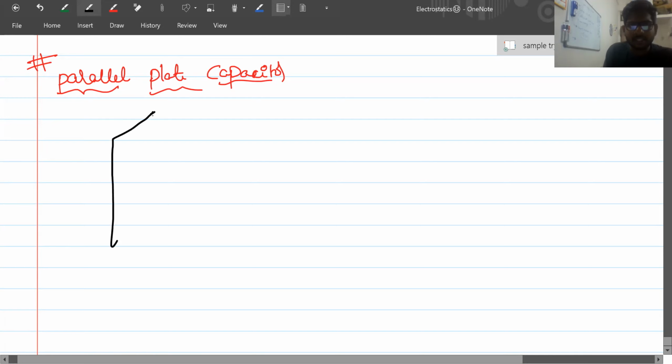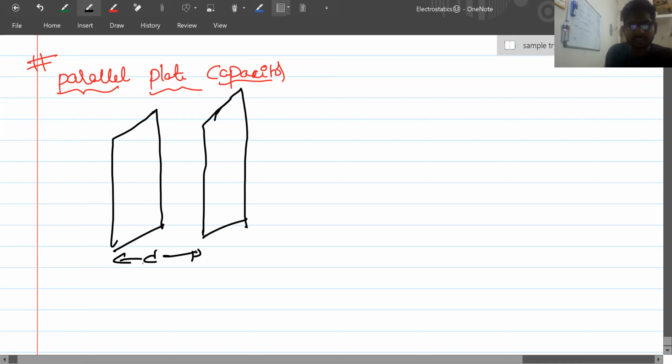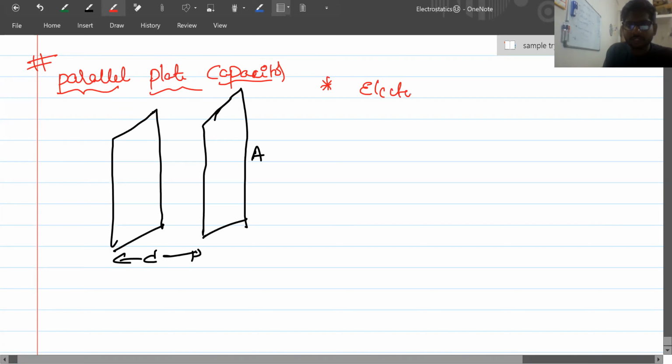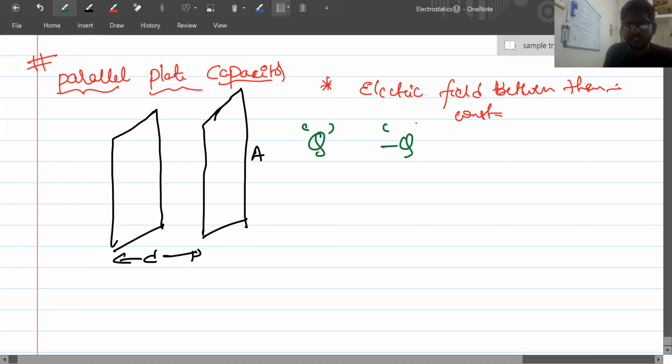What is a parallel plate capacitor? If two parallel plate conductors of area A are separated by a distance d, and the condition is that the electric field between them is constant, and they have opposite charges on both sides, that is, if one has Q charge the other has minus Q charge, then there will be an electric field between these two plates. The electric field between them is constant.